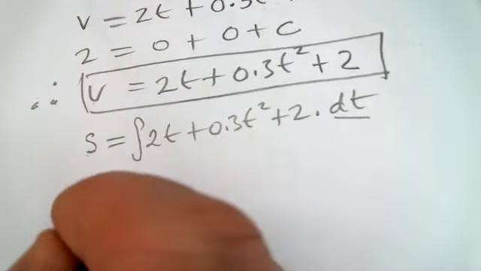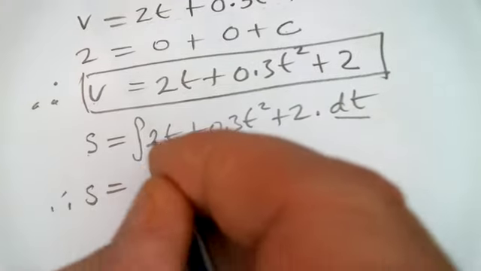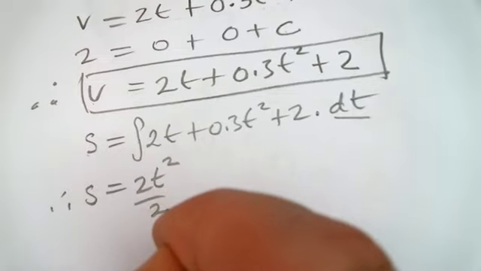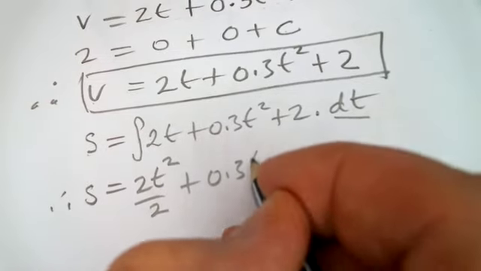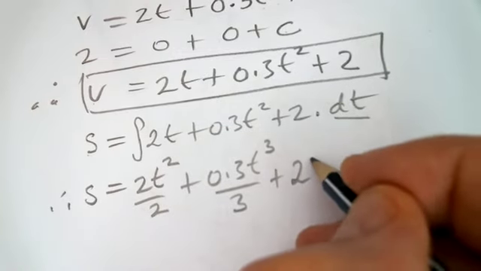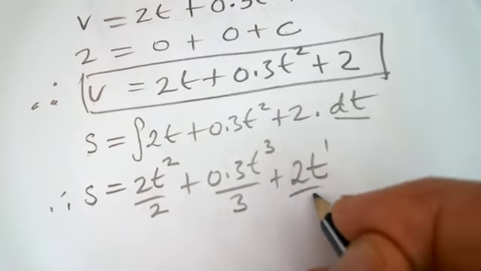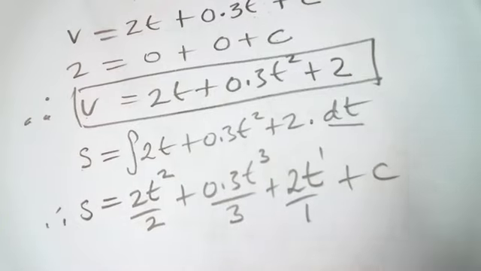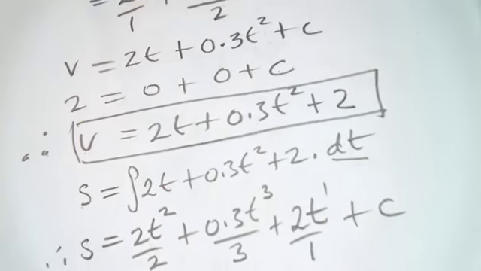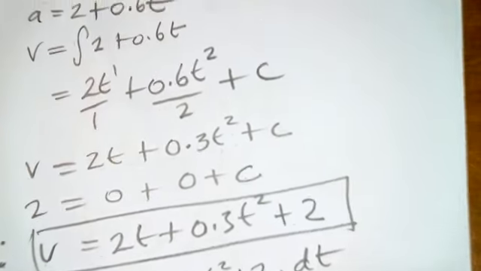But this way I can say, therefore, s is equal to, and I can just go ahead and go 2t, increase the power by 1, divide by the new power, increase the power by 1, divide by the new power, and increase the power by 1, and divide by the new power, and add a c component. And I ask myself, well, is there a c component here? Let's take a look and see if there is. I don't think there is actually, no. We're not told anything about the distance.